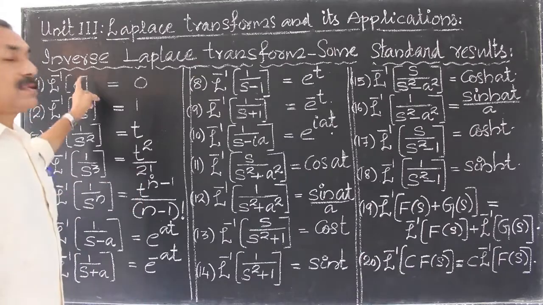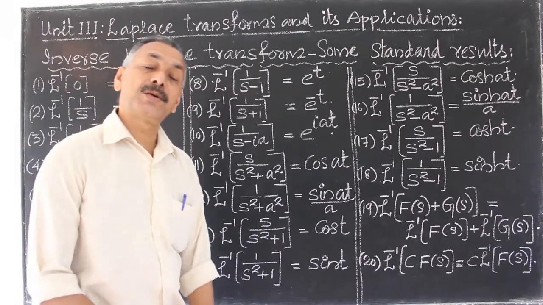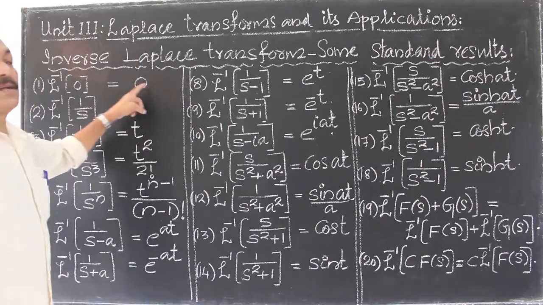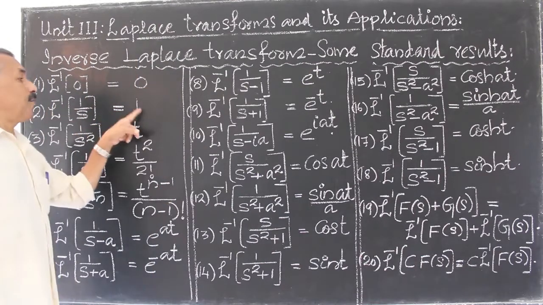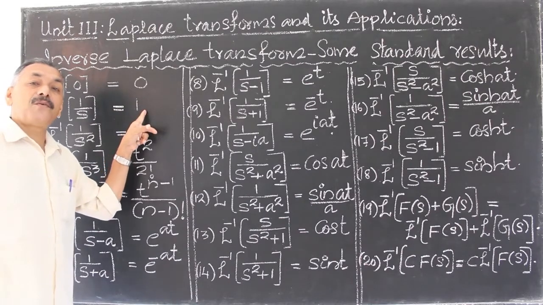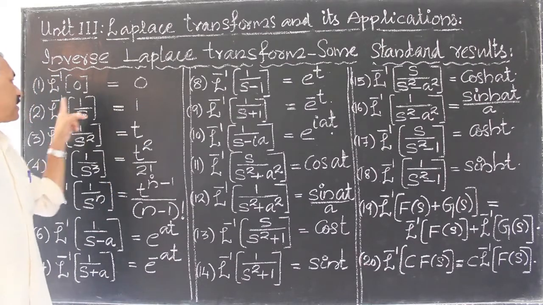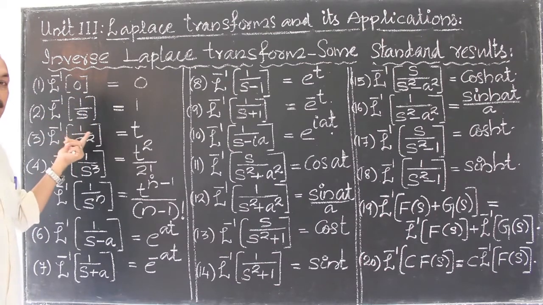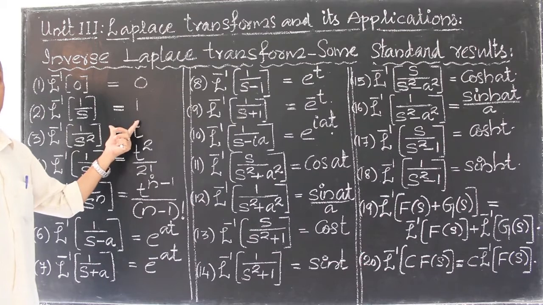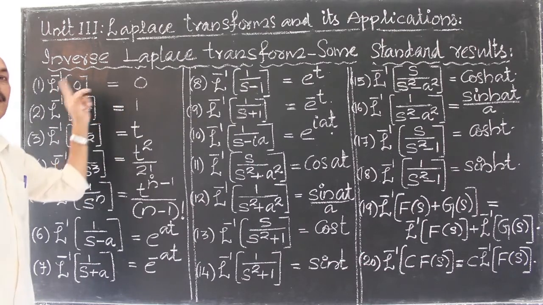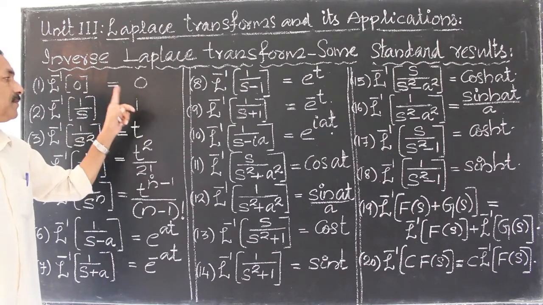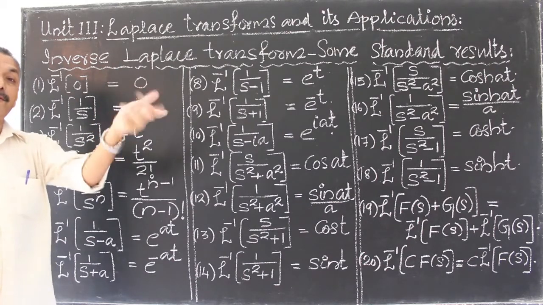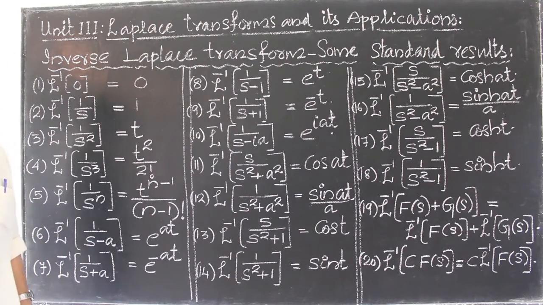Second, what is Laplace transform of 0? L of 0 is equal to 0. Therefore, what is L inverse of 0? L inverse of 0 is equal to 0. What is L of 1? Laplace transform of 1 is equal to 1 by s. Then L inverse of 1 by s is equal to 1. If the derivative of 1 is equal to 0, then the integral of 0 is 1, by our property of inverse.